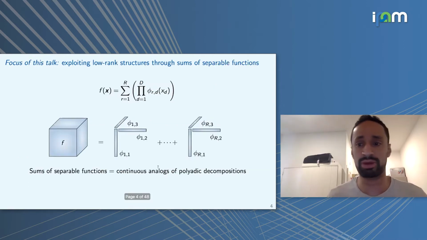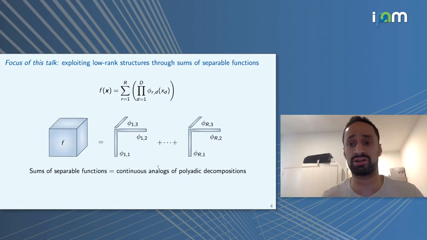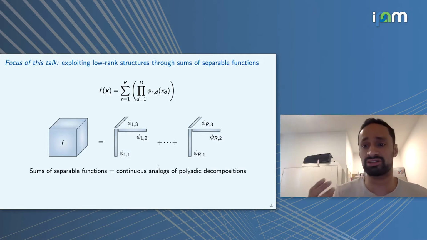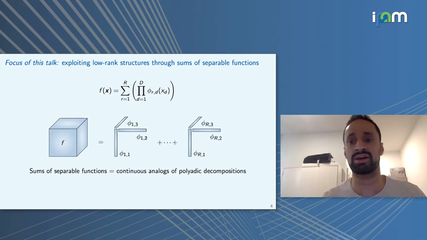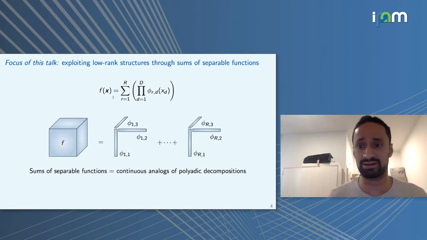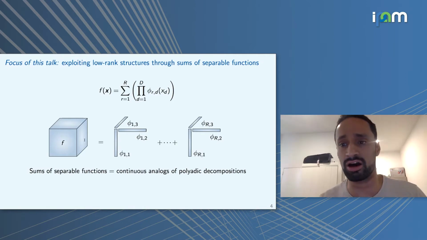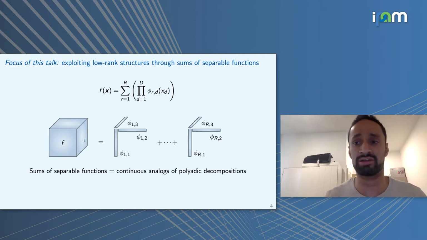However, in this talk, we would like to focus on another type of structure which also appears, and that is where the target function f is well representable through a sum of separable terms, which you see right here. When you look at this expression, the way to intuitively think about it is that if you treat a function of several variables as the continuous analog of a tensor, then what you see in this expression is really the continuous analog of a polyadic decomposition of a tensor in rank 1 terms. So what we're really looking for is low rank structures in functions.